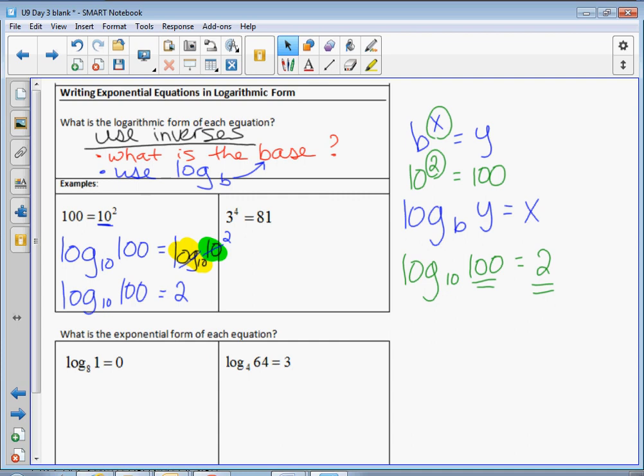So if you know how to transfer it around, you can certainly just do that. Instead of canceling out what I have highlighted, log base 10 and 10, I just think this is a nice way to keep everything straight. You know you're putting things in the right place.